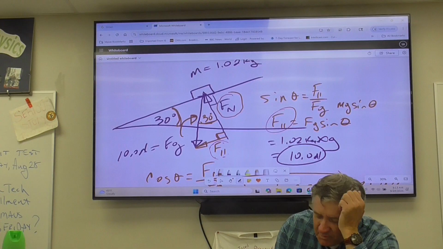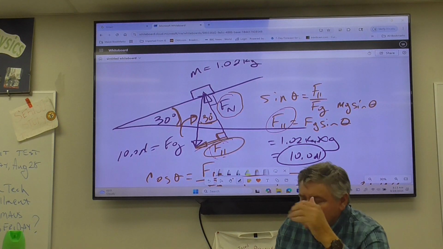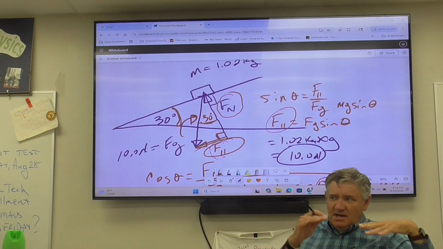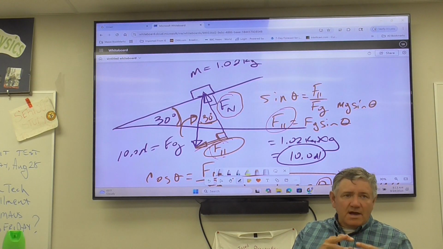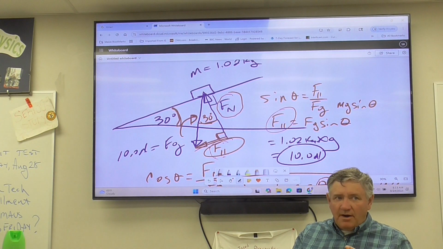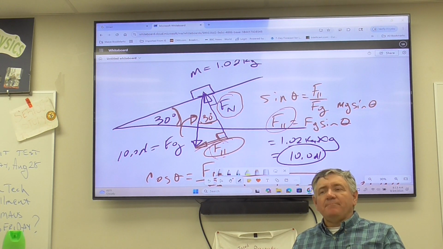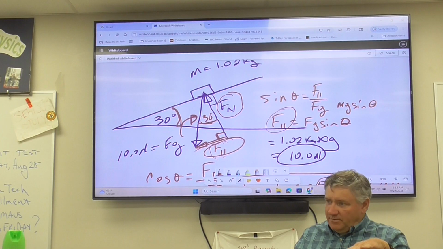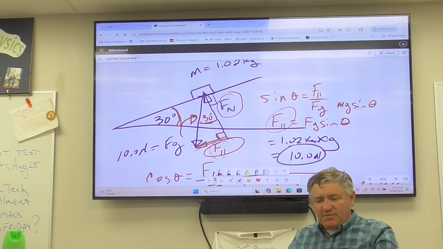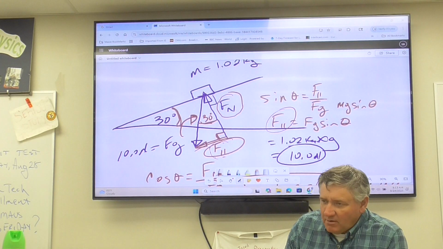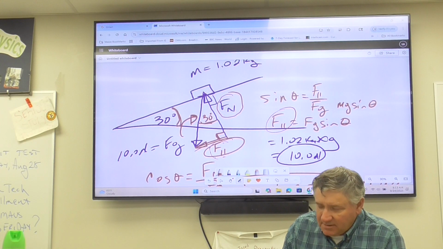Now, the force parallel is just a component of the gravitational force. It's just like a sub-component of the gravitational force. It isn't the full-on, hey, this is what we have to overcome, but it's a component of it. Now, there's a couple of things about force parallel. Number one, force parallel always acts down the inclined plane.